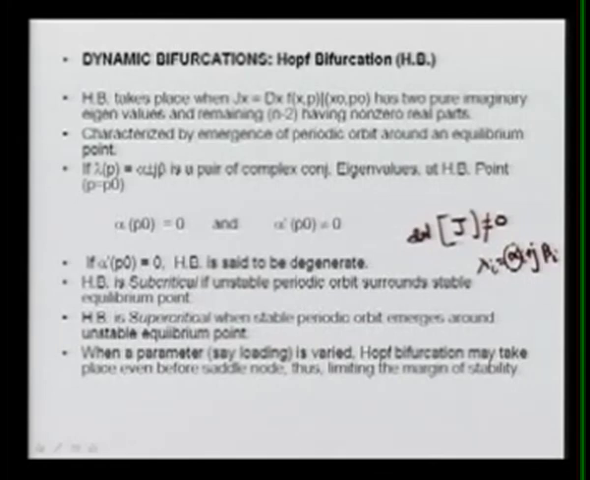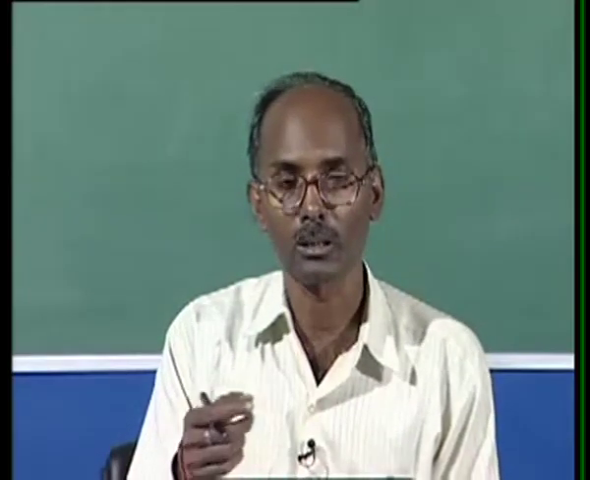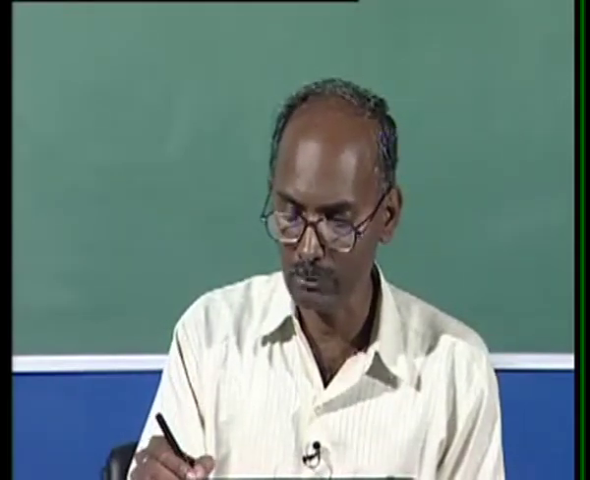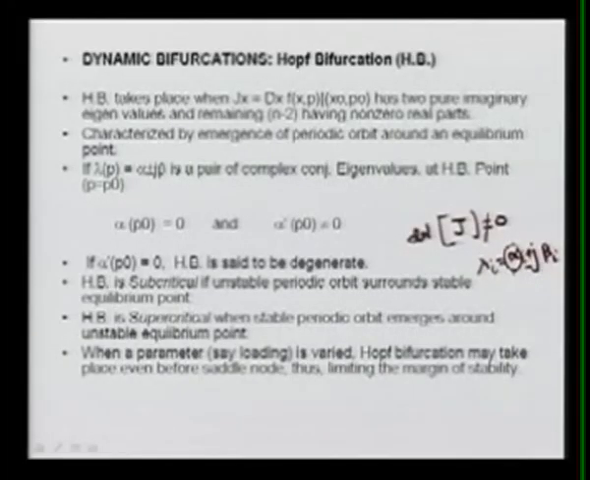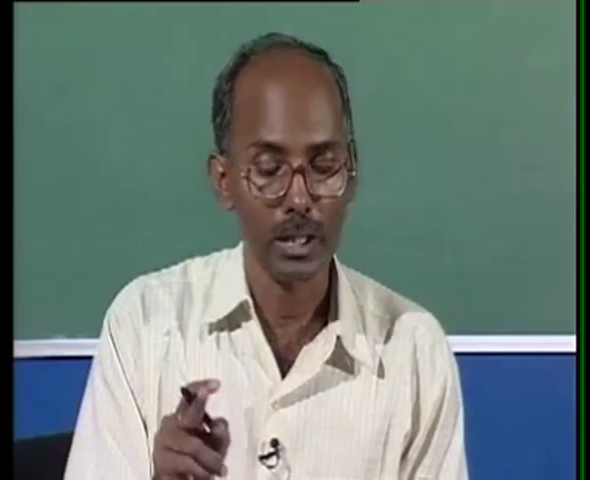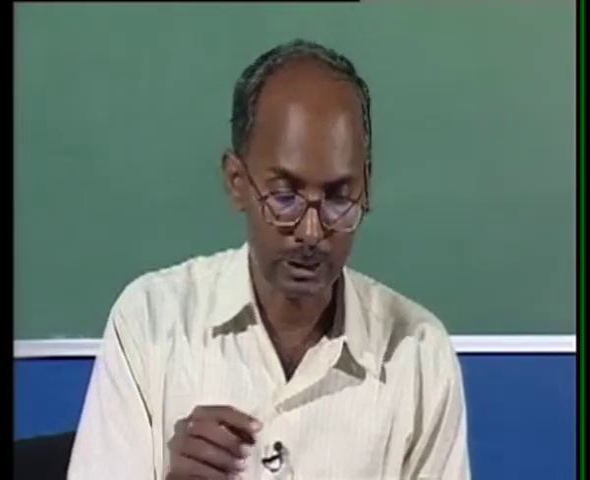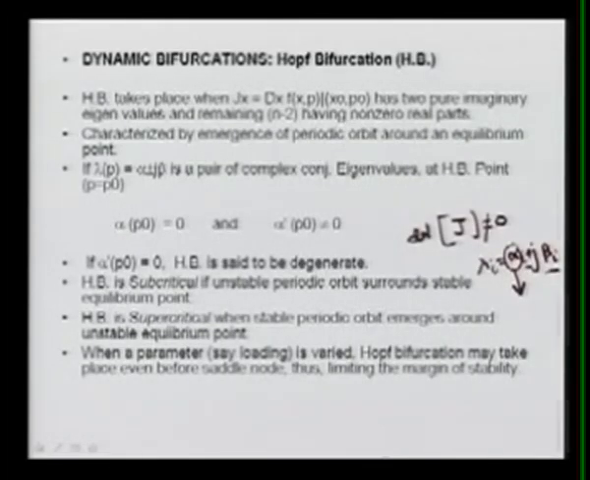Always, if you are having imaginary eigenvalues, they will be in a complex conjugate pair, which means one will be plus, another will be minus. So, here the real part of this eigenvalue is 0. So, it is not that the determinant is 0, but the real part of the 2 eigenvalues is 0, and then we can achieve what is known as the Hopf bifurcation point. It is characterized by the emergence of a periodic orbit around an equilibrium point. This is the point where x dot is equal to 0, which will give you the equilibrium point.